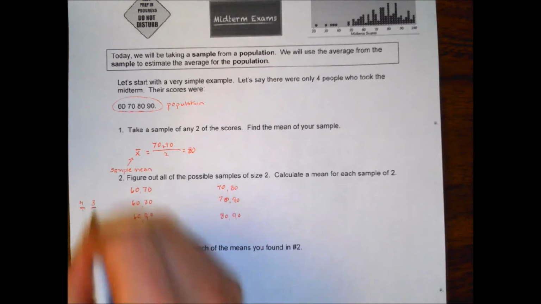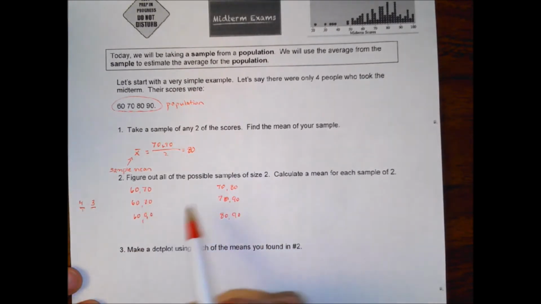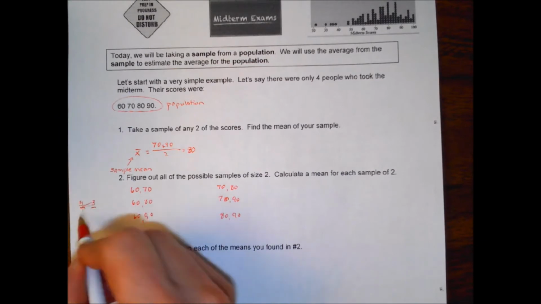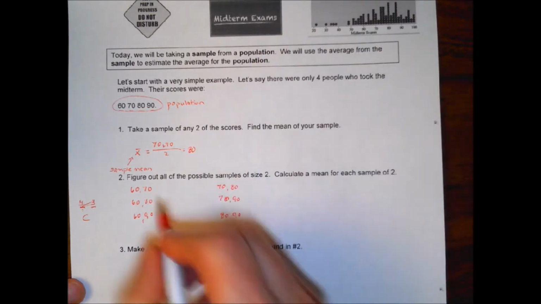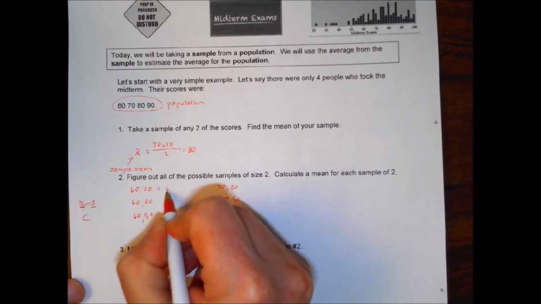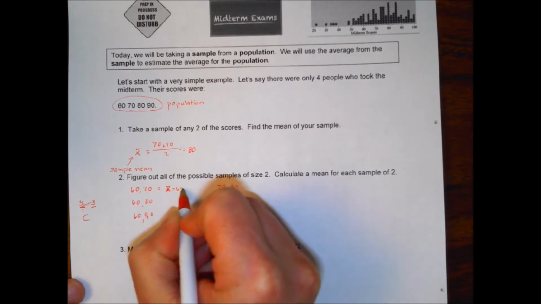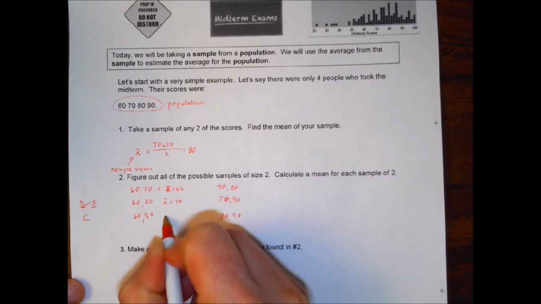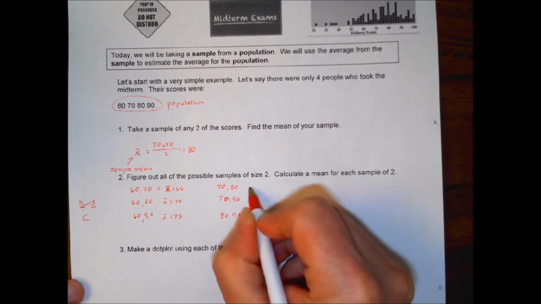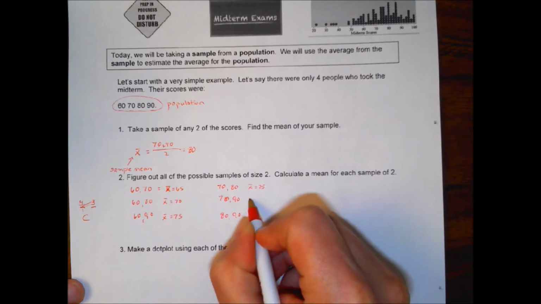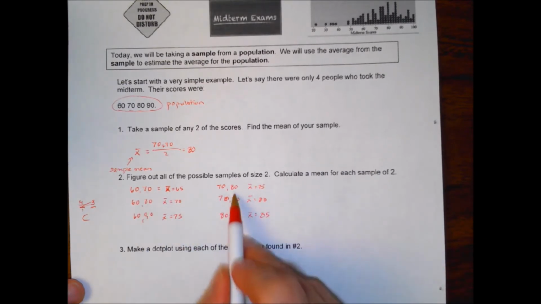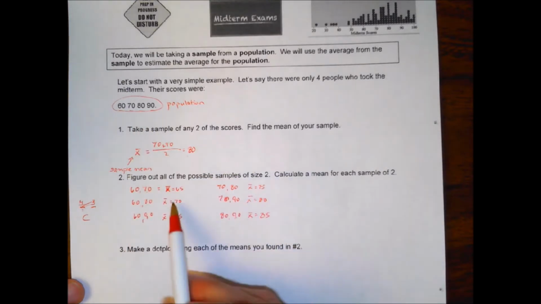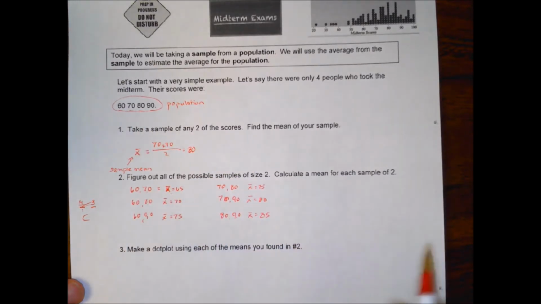If we find the mean of these 2 added together divided by 2, we have an X bar that equals 65. Here we have an X bar equal to 70. Here an X bar equal to 75. X bar equals 75. X bar equals 80. X bar equals 85. So these are samples that are taken from a population, and this is the mean of these samples. Now, if I make a dot plot of this data, 65 was the lowest. So we had a 65, a 70, a 75, a 75, an 80, and an 85.